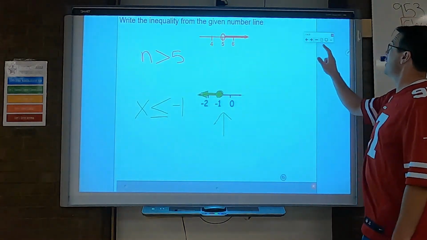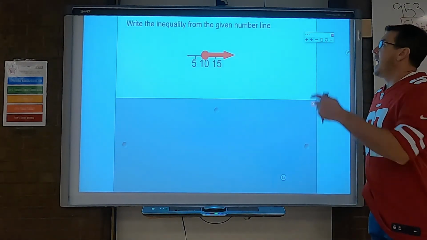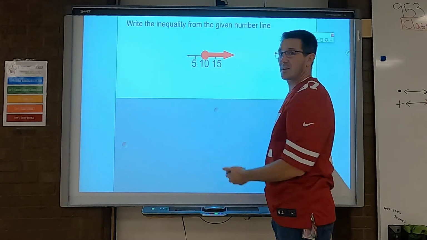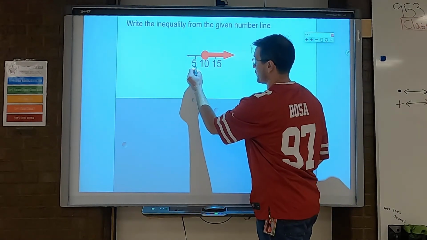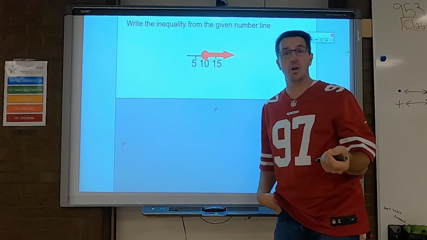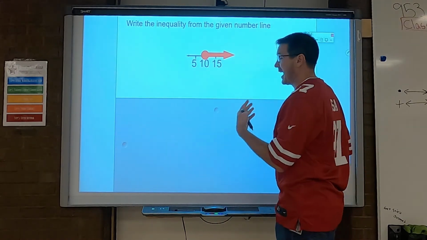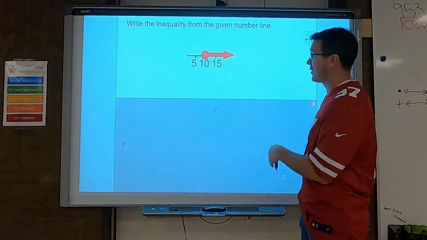Okay, let's try one more. I like this one because people get confused with this because they say, wait a second, what's with the increments? What are we going by here? This goes 5, 10, 15. So we just chose to go by increments of 5. Does it matter? No. As long as you pick an increment that is the same amount, it's fine.